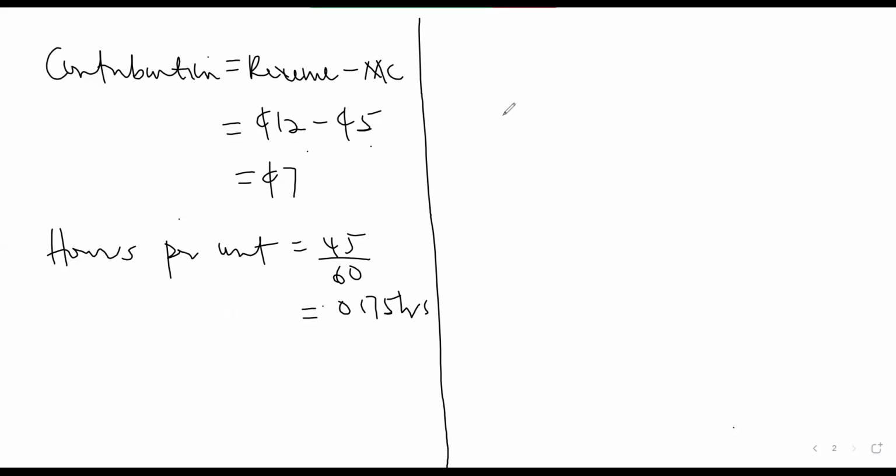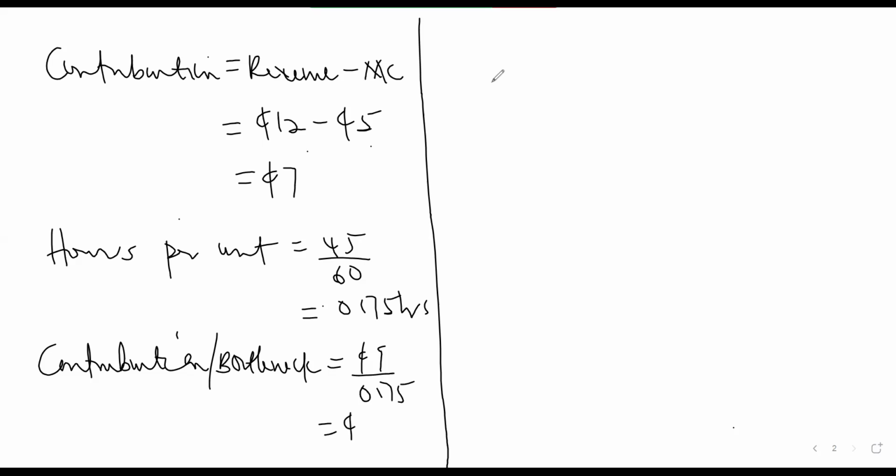But what is the contribution per unit? 7. But we are using 0.75 hour to produce 1 unit. So what will be the contribution per the bottleneck, which is the hours? So what will be the contribution per hour? So the contribution per the bottleneck will be the contribution per unit divided by 0.75. What are we getting? 9.33. Okay.